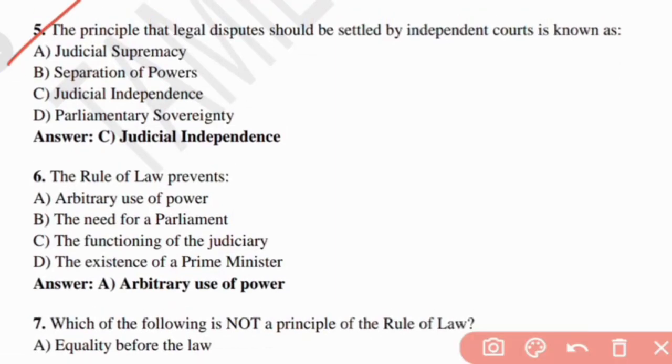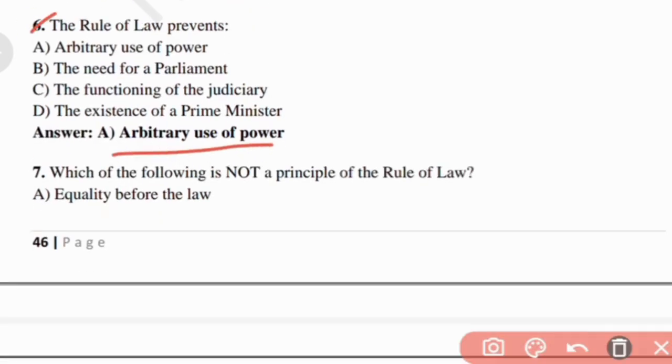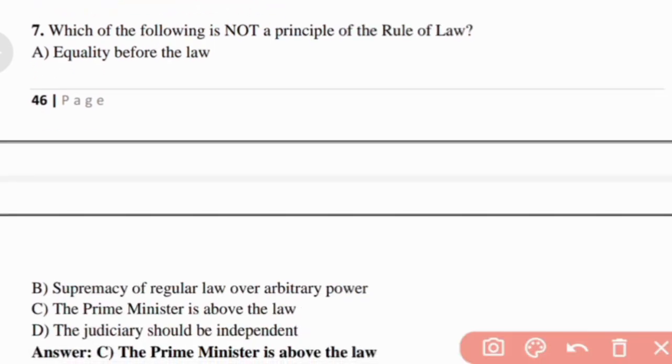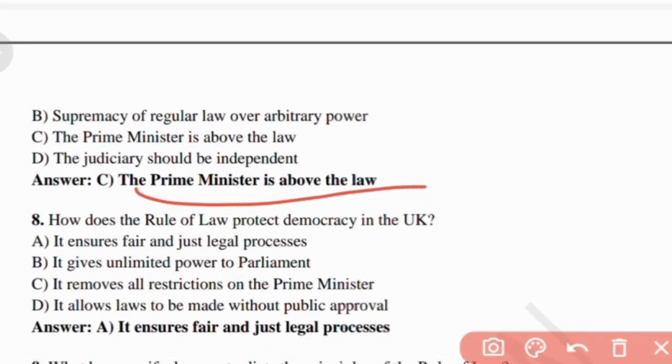The principle that legal disputes should be settled by independent courts is known as judicial independence. The rule of law prevents arbitrary use of power. Which of the following is not a principle of rule of law? The Prime Minister is above the law.